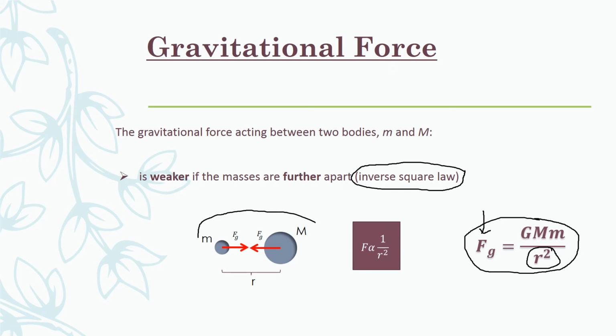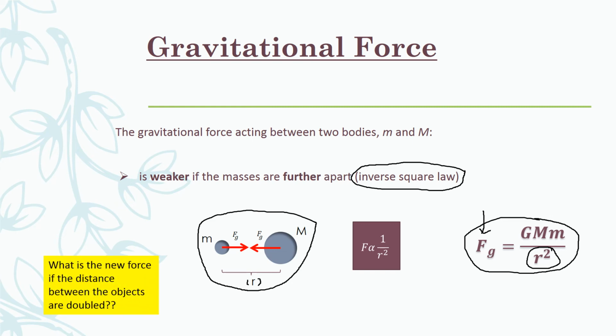Over here we have a picture. Let's say I give you this scenario: both objects with small m and capital M, with the distance between them given by r. Now I'm going to ask you a question. What will happen if I double the distance r? What is the new value of the force here? I'll give you some time to think about it.